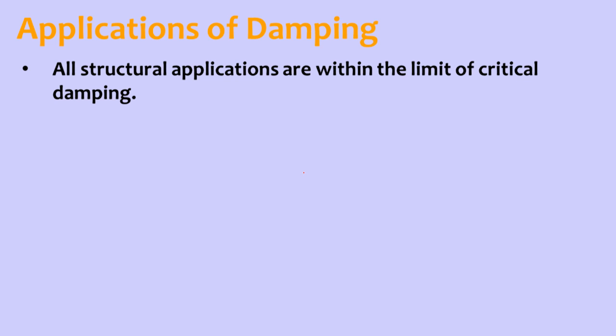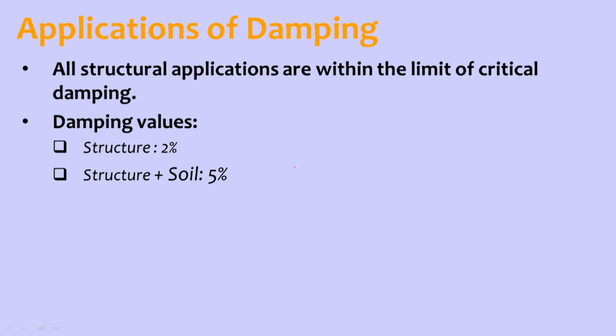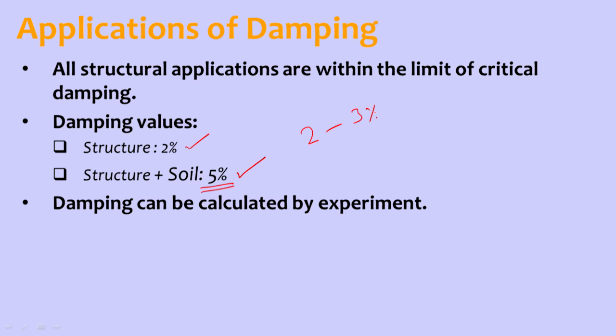Usually in structural engineering applications, damping is limited to very much less than critical damping. If we look at the structure alone, in general cases the damping present in the structure is taken as around 2%, and for the structure together with the soil system it is taken as 5%. Especially this is for RC structures, and for steel structures it is taken as 2 to 3%. Then, how can damping be estimated? It can be estimated by experiments.